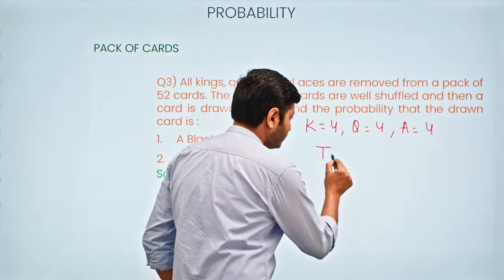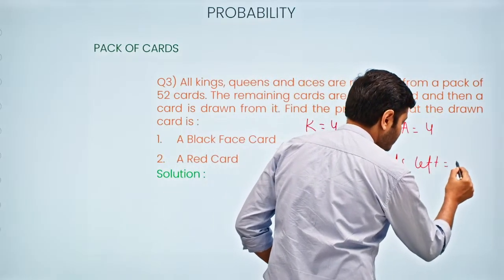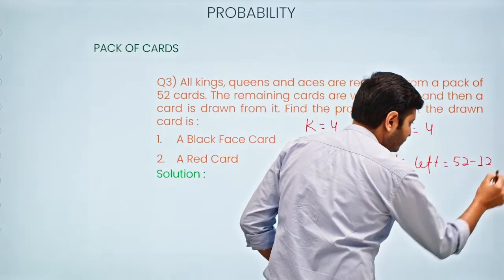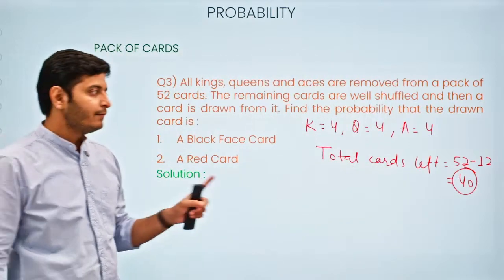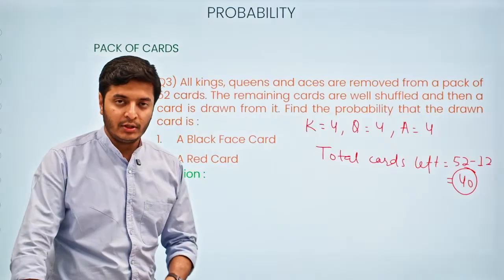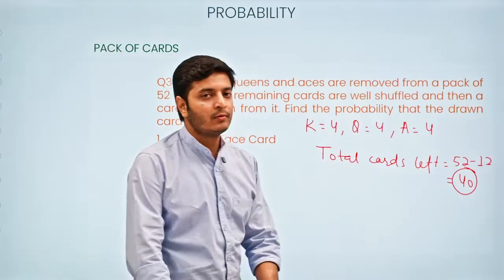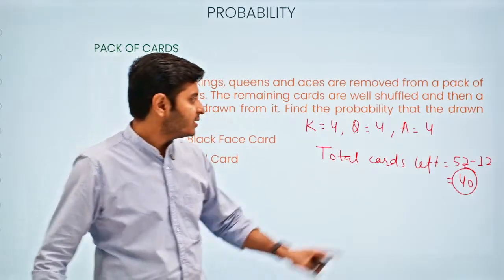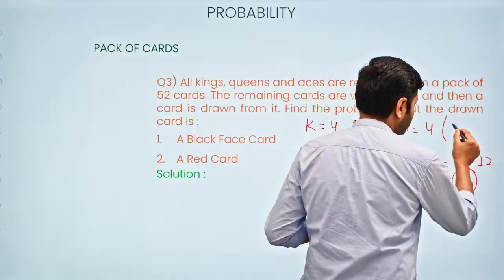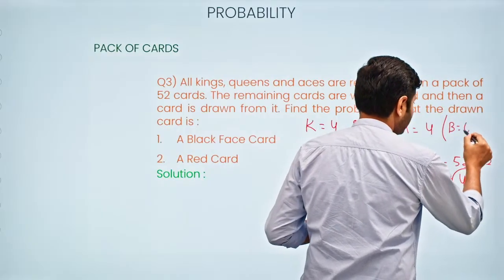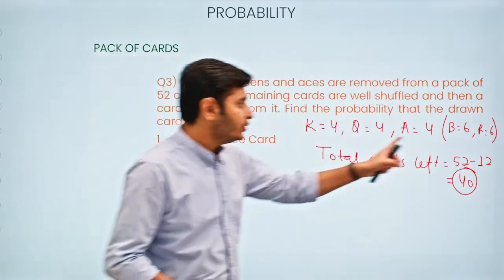Then what is the total number of cards left? Total cards left is equal to 52 minus 12, that is 40. Now we are having a deck of 40 cards only, not 52. Out of these 40, you need to understand one more thing. Kings are 4, correct? But out of these 4 kings, 2 are red kings, 2 are black kings. Same goes for queens, same goes for aces also. So we are actually removing 6 black cards and 6 red cards.